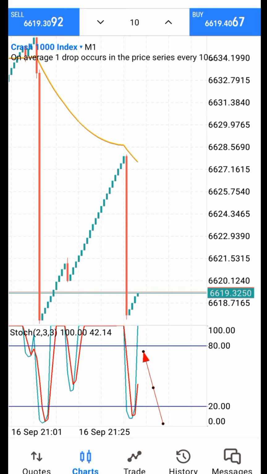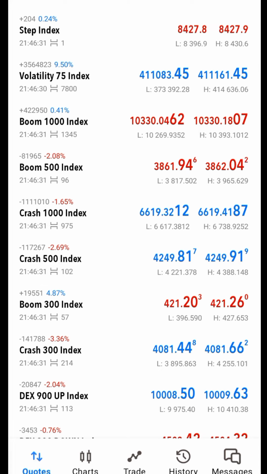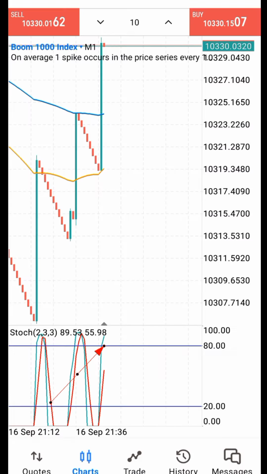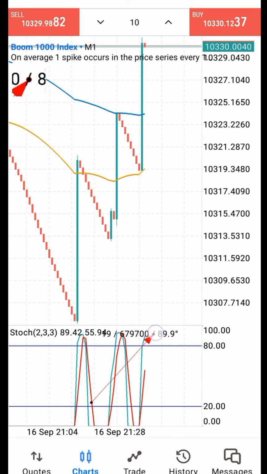So as you already catch this one, you can go back to the Boom 1000, then look whether you get another signal again. You can see another signal is forming again. So that is how this strategy works. It gives you a lot of signals in a day and you keep making your money.